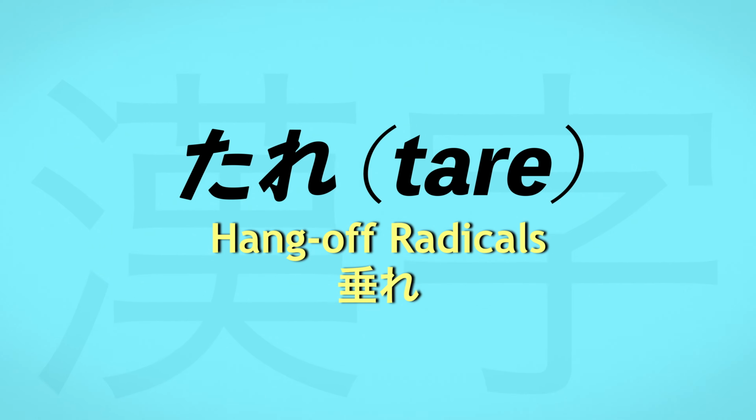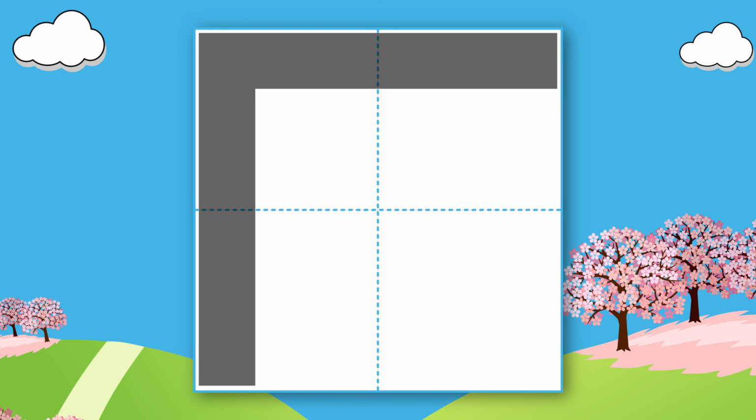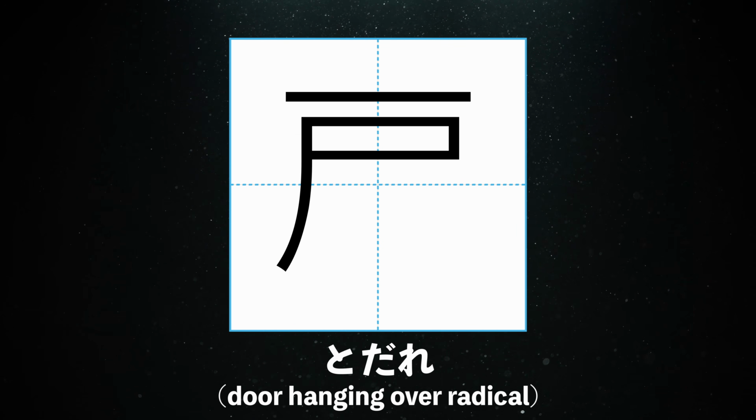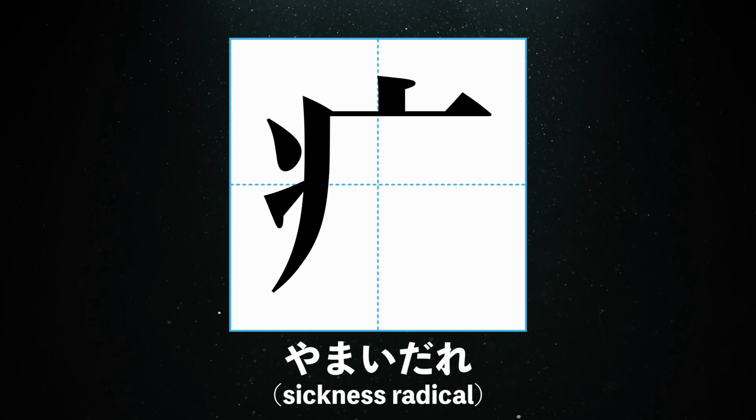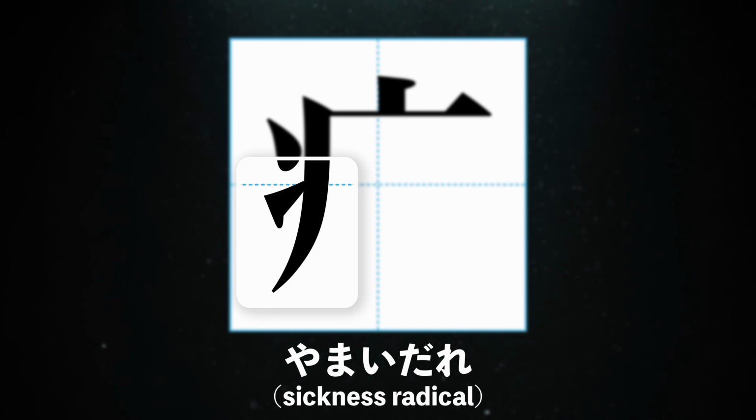But there's more. Tare means to hang off of something, so it's fitting that these are radicals which hang over the top and left side of a kanji. Though you would expect these to be included with kamae, they're separated out for some reason. These include things like gandare, todare, and yamae-dare. You may notice from looking at these that the left side seems to flare out to the left, which may be part of why they're not included as enclosures, but instead as hanging off.